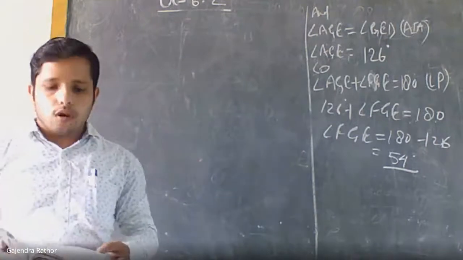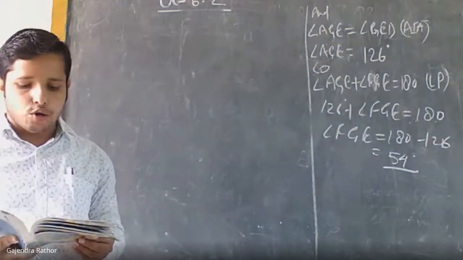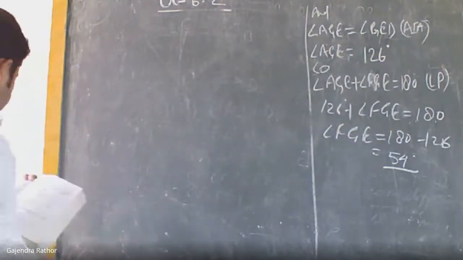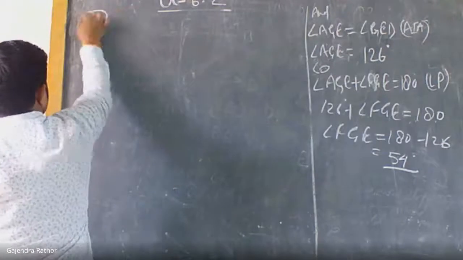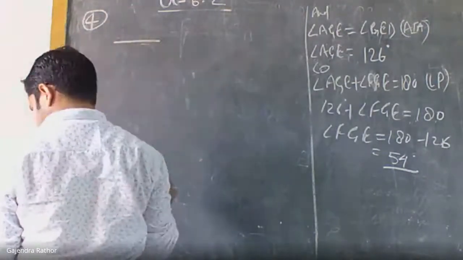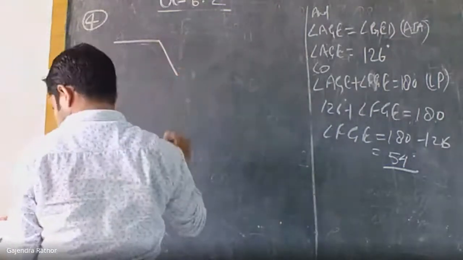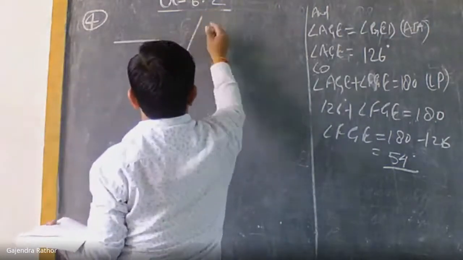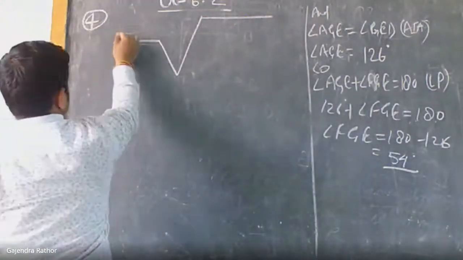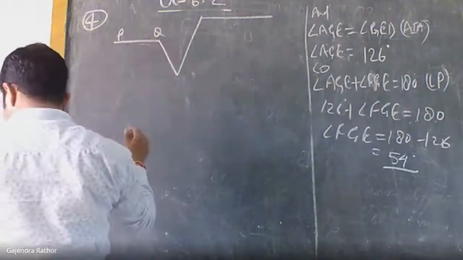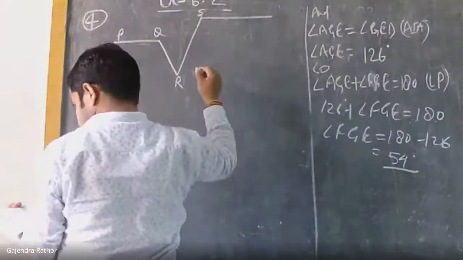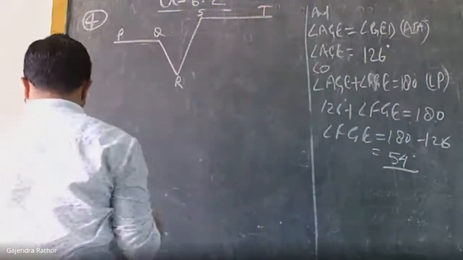Next, question number 4. In the figure, PQ parallel ST. What is the figure? First, I will draw. Like this. This is the figure. This point P, this is Q, this is R, this is S, and this is T.